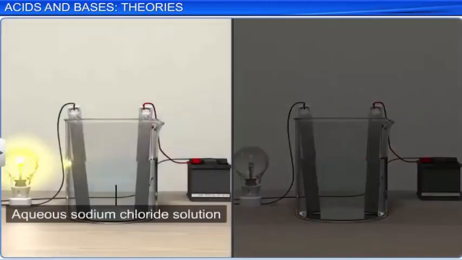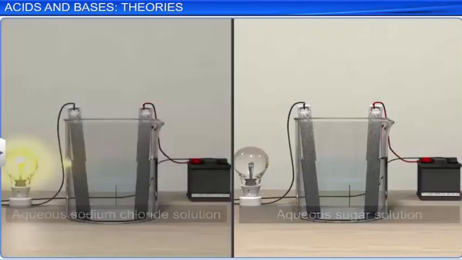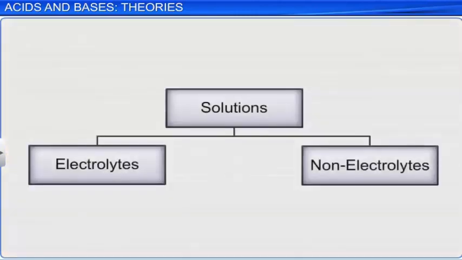Substances like sodium chloride, which conduct electricity in their aqueous solutions, are called electrolytes, and molecular compounds like sugar, which do not conduct electricity, are known as non-electrolytes. This classification of substances into electrolytes and non-electrolytes based on their ability to conduct electricity was made by the English chemist and physicist Michael Faraday.